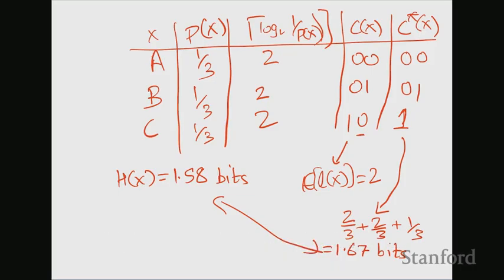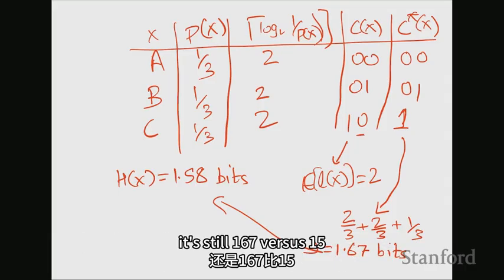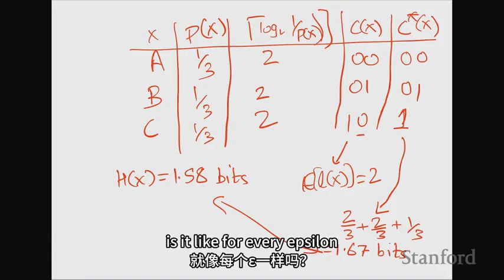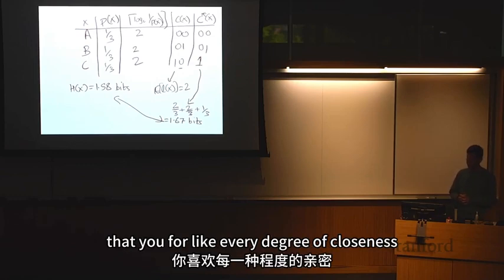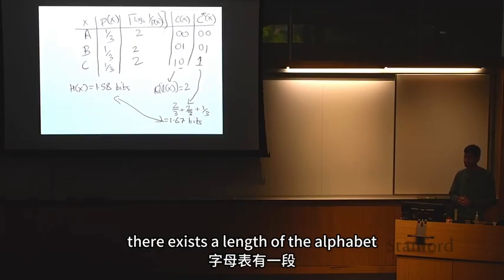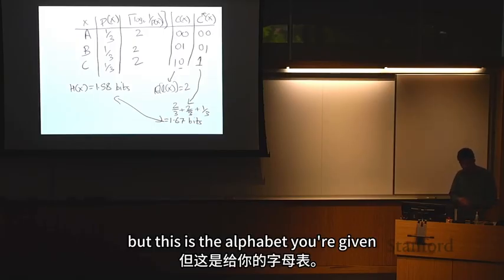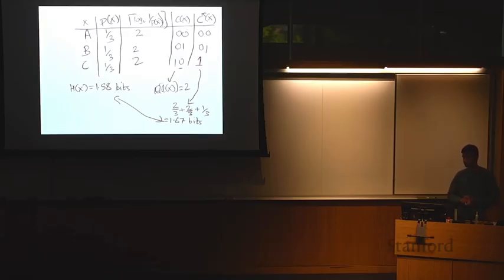But it's still not at entropy, you might observe, right? It's still 1.67 versus 1.58. There is a gap. Anybody has ideas how we can remove this gap? Is it like for every epsilon, for every degree of closeness, there exists a length of the alphabet? So you would have to have a much longer alphabet. But this is the alphabet you are given. How can you create a bigger alphabet starting from this? I see a few results.